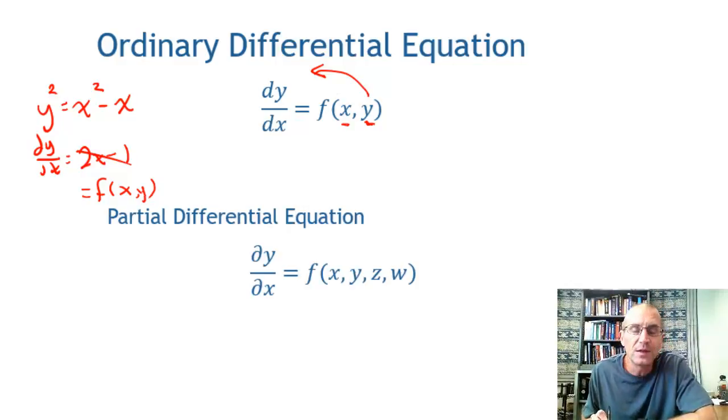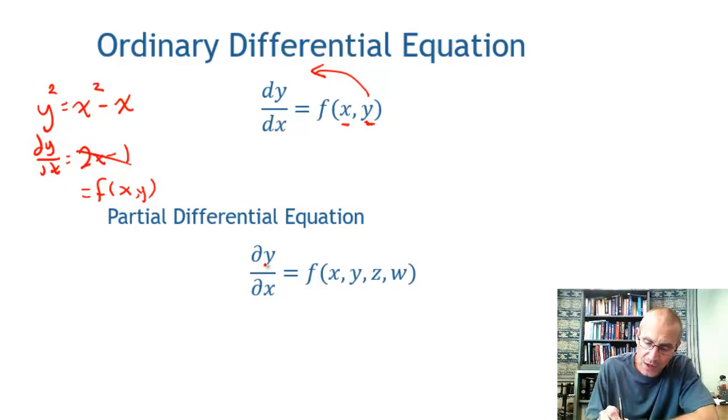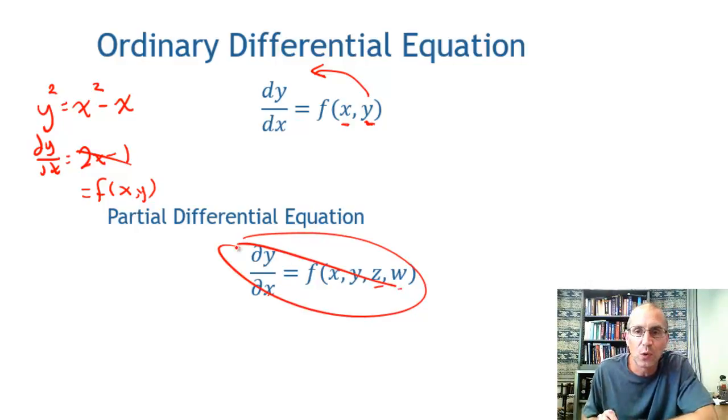I want to differentiate what I mean by an ordinary versus a partial differential equation. Now, a partial differential equation says, well, dy/dx, so how does y change with a change in x? But y might be a function of both x and also z and w and some other variables. And this is a little bit more complicated. We're not going to be looking at partial differential equations. We'll be looking at just ordinary differential equations where we have a single independent variable x and a single dependent variable y.